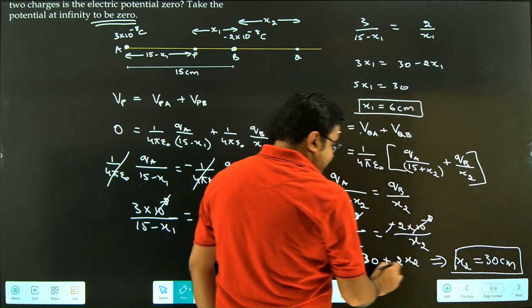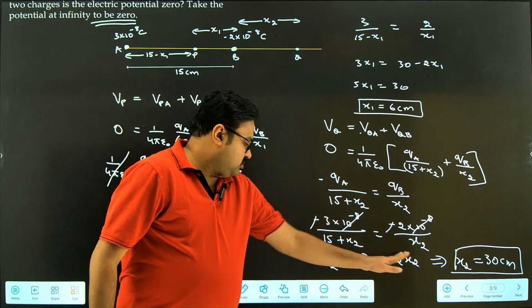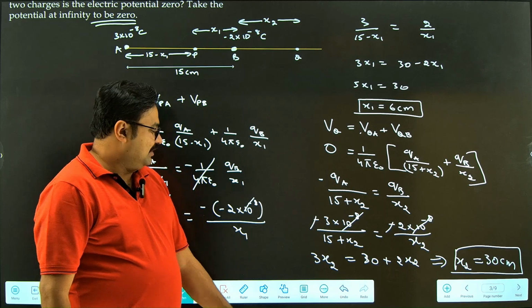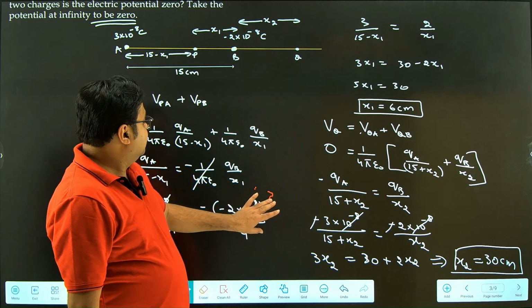That's the answer. Because 3x² minus 2x² is simply x², and x² becomes equal to 30 centimeter. That's how you solve this problem, and here is the complete view.